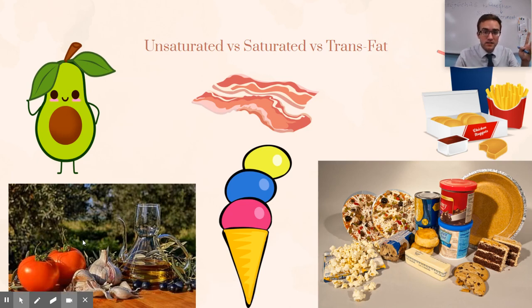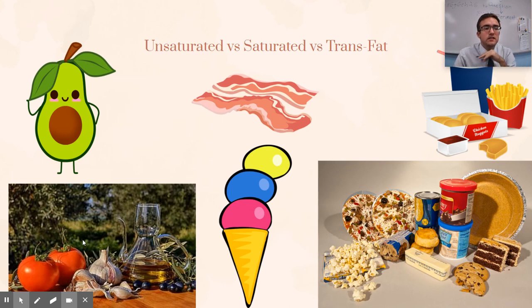Two big things with unsaturated fatty acids. One, they're mostly found in plants. So avocados have unsaturated fatty acids, olive oil, sunflowers, tomatoes. Most of the oil from plants is unsaturated. Also, most of the fats from plants are liquid at room temperature. So unsaturated fatty acids are liquid at room temperature and they come from plants.